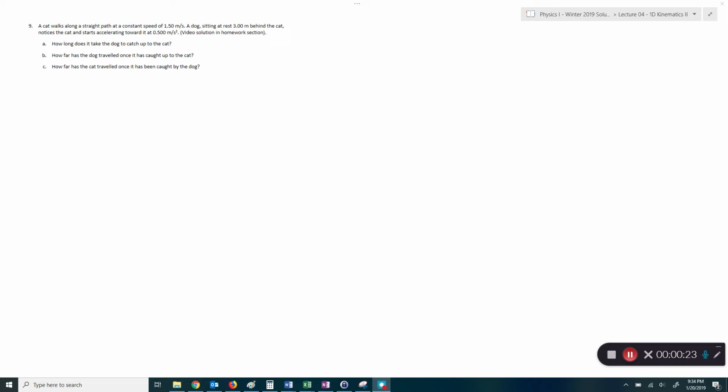Okay, the question's asking first, how long does it take the dog to catch up to the cat? How far has the dog traveled once it has caught up to the cat? And C, how far has the cat traveled once it has been caught by the dog? Okay, so like all of the other problems when one object catches up to another, I'm going to make a table so that I can organize the data for the cat and for the dog.